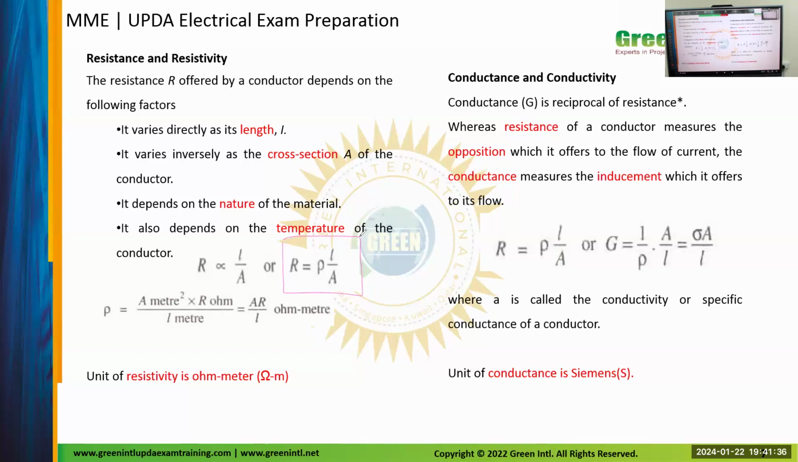And rho stands for resistivity. Rho, cross-sectional area, length. Rho stands for the nature of the material, or we call it resistivity, or sometimes we use the word specific resistance. So sometimes in your college, you may use the word resistivity or specific resistance. Both are the same.